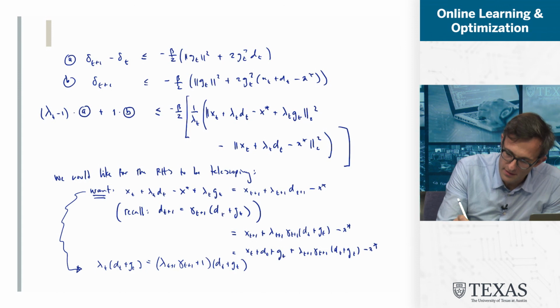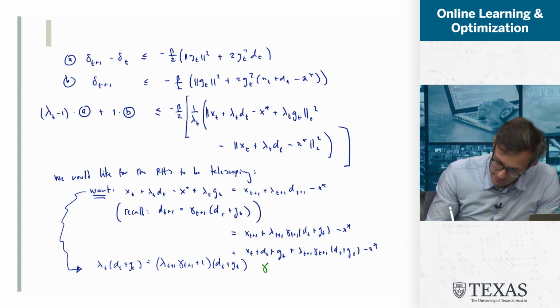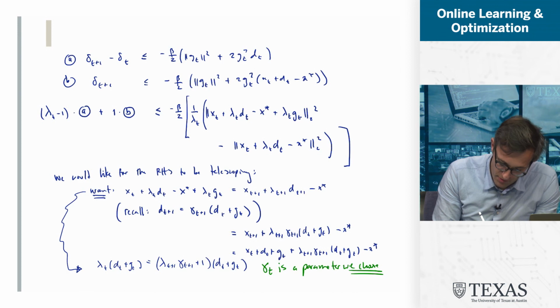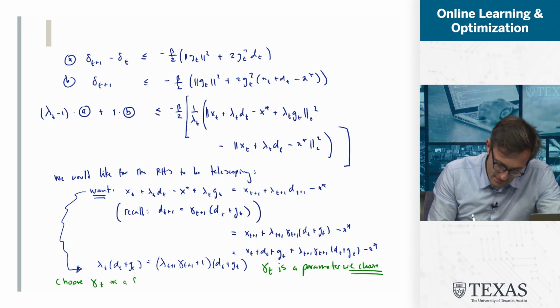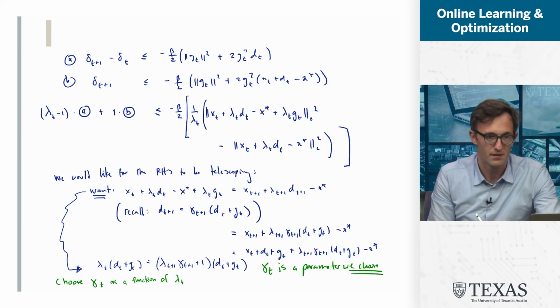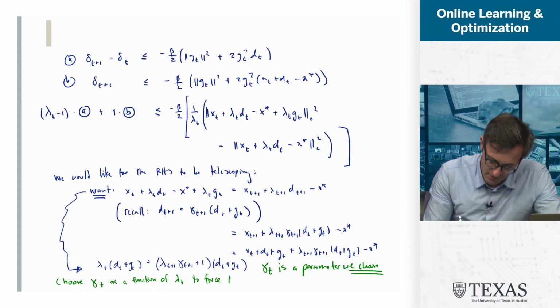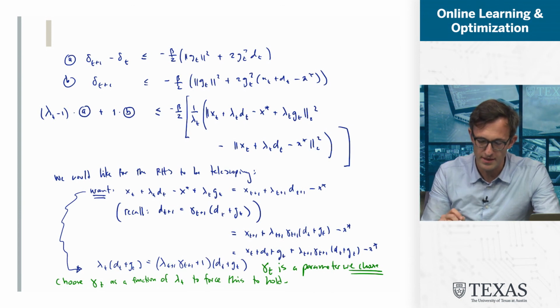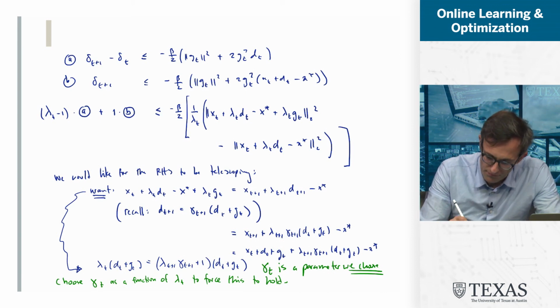Gamma_t is a parameter we choose. So let's choose it to make this equality true. So choose gamma_t as a function of lambda_t to make this equality hold. And this is the key. This is going to make this right-hand side telescoping. So let's make a definition here so that we don't have to keep track of all of this notation. We'll only keep this onto the next page.